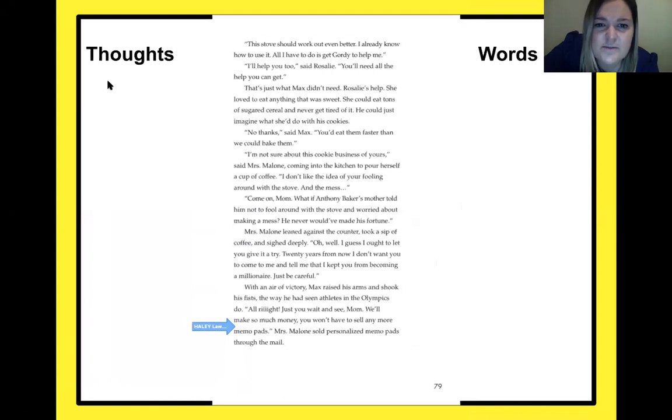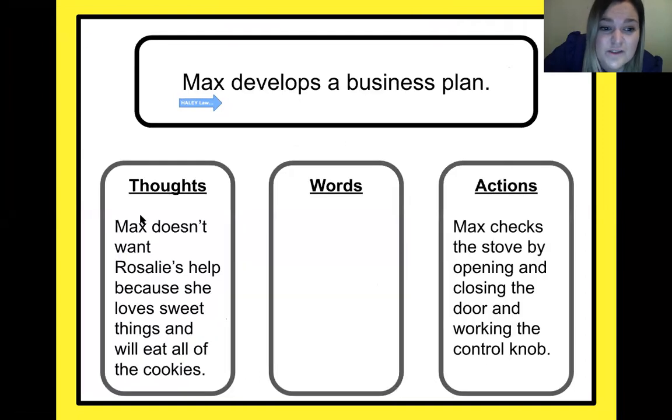Then let's look for some thoughts. What is something that he's thinking? This one's kind of more up at the top. It says right here, that's just what Max didn't need, Rosalie's help. She loved to eat anything that was sweet. She could eat tons of sugared cereal and never get tired of it. He could just imagine what she'd do with his cookies. No thanks, you'd eat them faster than we could bake them. So he's thinking, man, I do not want Rosalie's help. And the reason why is she loves sweet things and she's going to eat all their cookies.